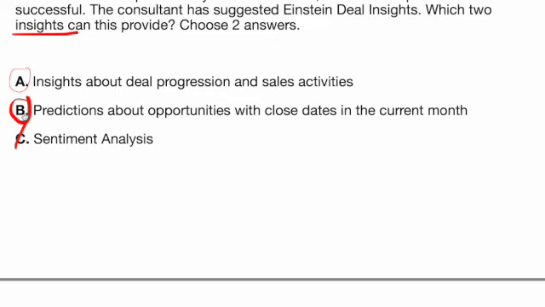So this is a question I would either go to Salesforce resources and just browse through what you can do and what you can look at in Einstein Deal Insights. If you don't want to take the time to do that, use process of elimination and focus on the answer choices that suggest information about deal progression, opportunities, sales activities. Those are some keywords that could help you to understand what Einstein Deal Insights helps you to achieve.